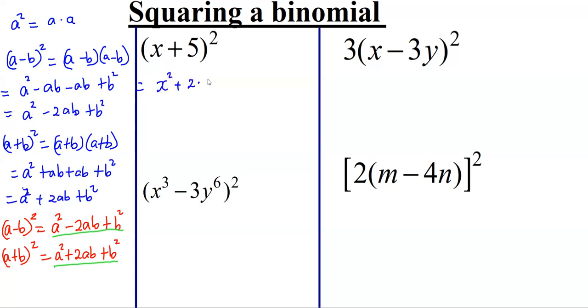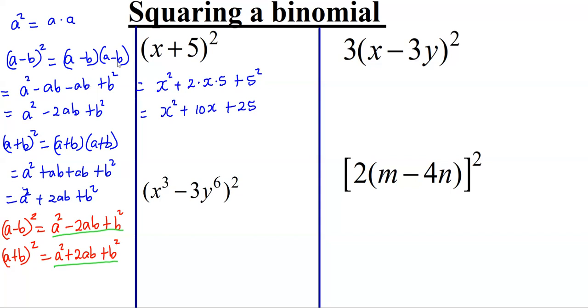What is our a there? It is x. What is our b? It is 5. So plus 5 squared. Can you see that? Then this answer is going to be x squared. 2 times 5 is 10, so it's going to be plus 10x. Then 5 squared is going to be 25.